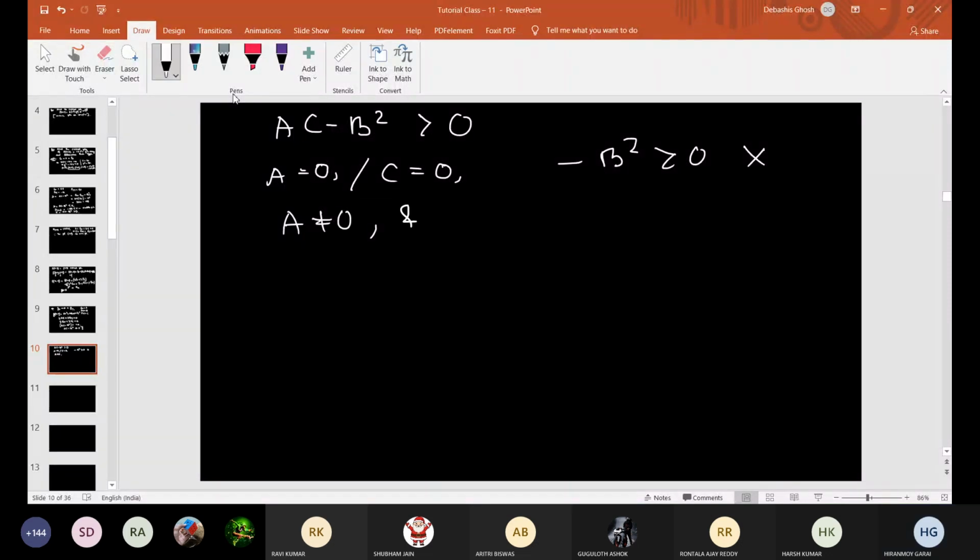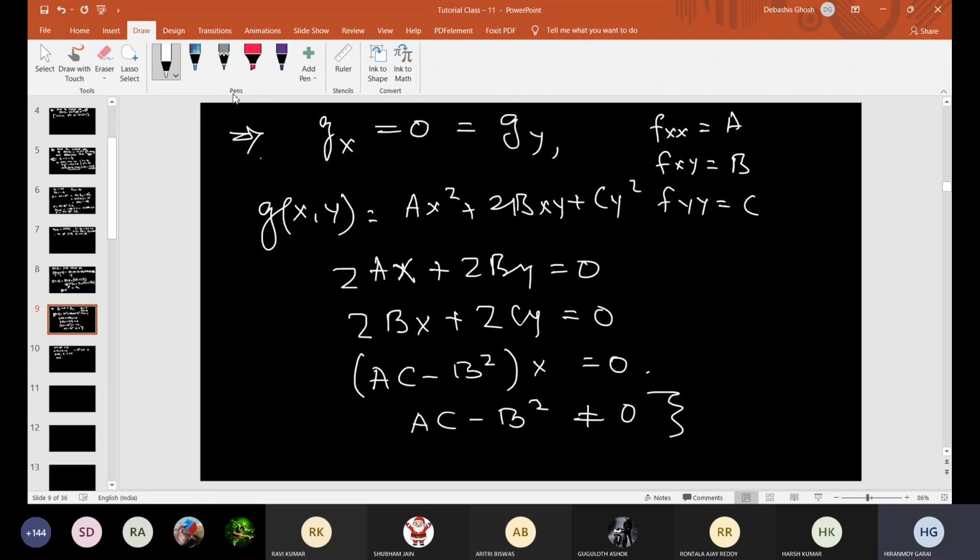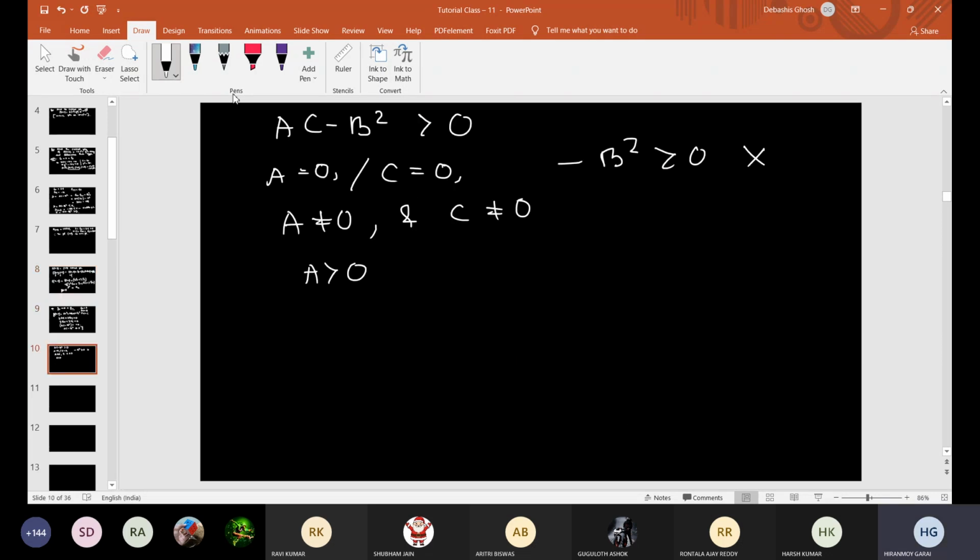So therefore we have to consider a not equal to 0, and of course c is also not equal to 0. Again, for this criteria, if you consider that a is greater than 0, then for some value of c, if it is negative, then this expression is negative, so the whole thing comes out negative, but we are considering that it is positive. So c must be positive, otherwise this inequality will not hold.